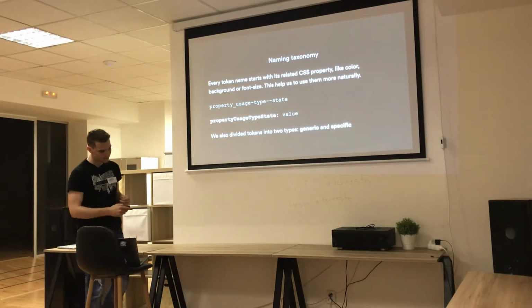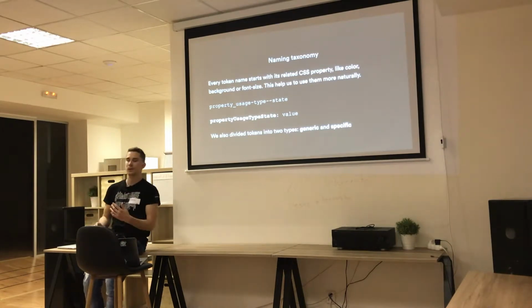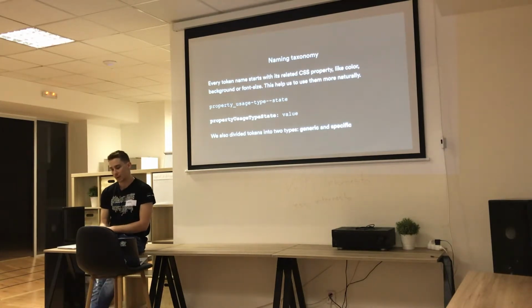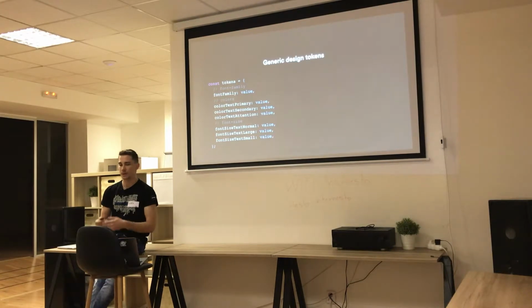And the very important thing for us was dividing tokens into categories, generic and specifics. Generic tokens are for generic use cases, for paragraph, font sizes, font weights. And as you can see, they are repeating quite a lot. So they are generic, they are not specific.